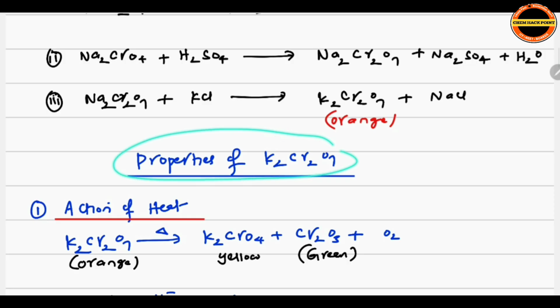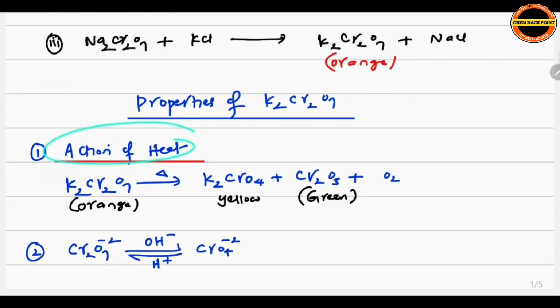Properties of K₂Cr₂O₇. Action of heat. When potassium dichromate is heated, it gives yellow colored potassium chromate and green colored Cr₂O₃. Colors important.